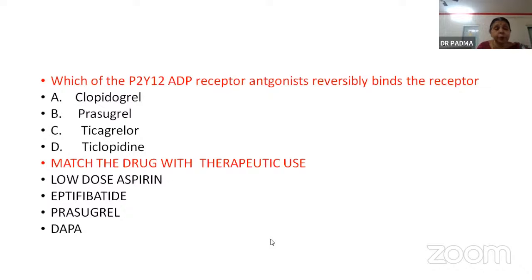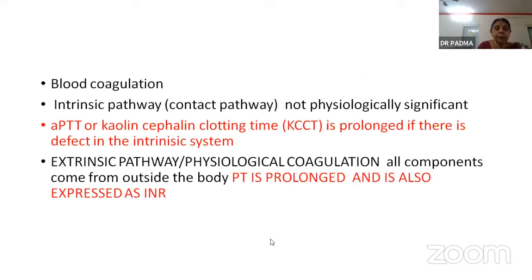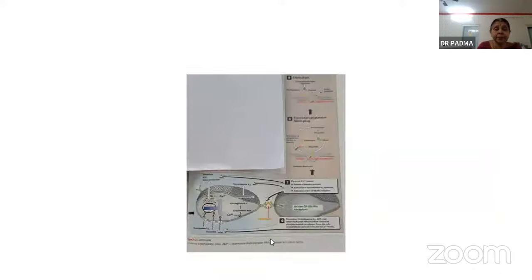Like for example, clopidogrel, neutropenia, prasugrel bleeding, ticagrelor, we have various drug interactions as well as bleeding. Ticlopidin, neutropenia is most common, and hepatotoxicity. For that, it is almost taken off, and only the other drugs are of use. Now, coming to anticoagulants.